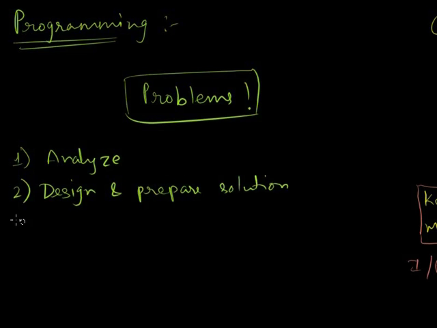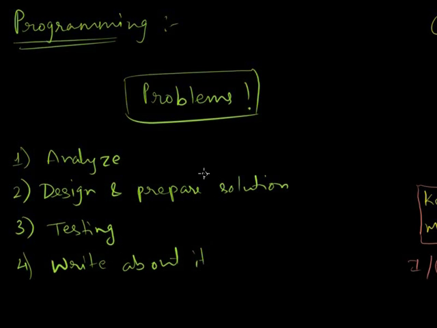After that, when the solution is ready, what we do is test that solution, whether it is working or not. Testing comes as the third process. After testing, we write something about it, what we did, how we did it. So we write about it. This is a general process of solving problems.